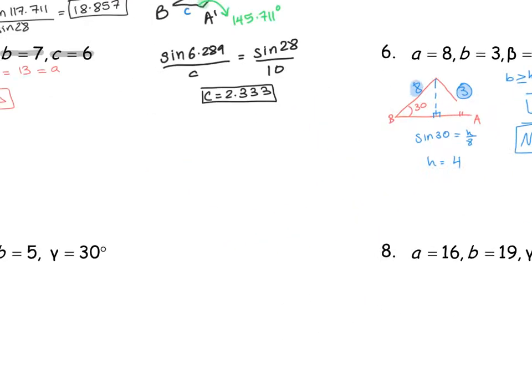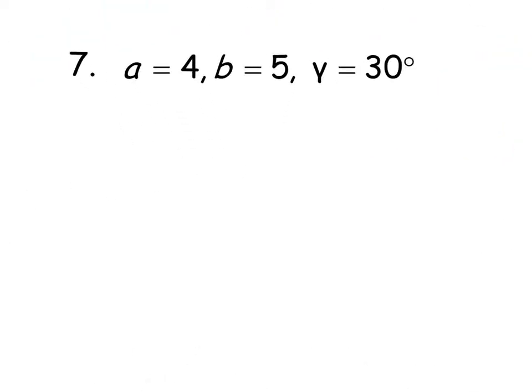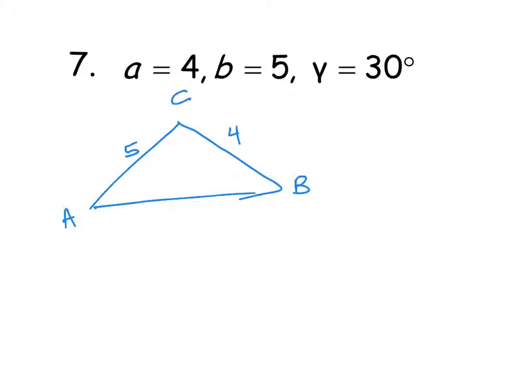Now let's move on to number 7. Now in number 7, I have side A. So let's say that this is angle A, so this is 4, this is angle B, so this is 5, and this is angle C, so that's 30 degrees. So I'm given side, angle, side. Now let's go ahead and find some of the other measurements. Now I need side AB.